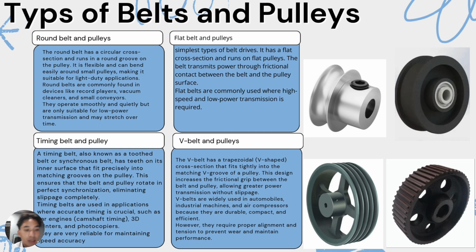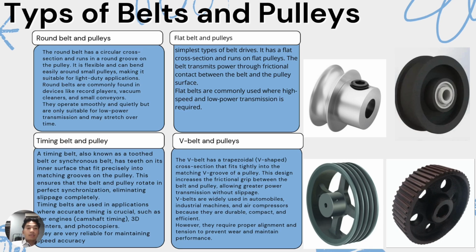And lastly is the timing belt and pulley. The timing belt, also known as a toothed belt or synchronous belt, has teeth on its inner surface that fit precisely into matching grooves on the pulley. This ensures that the belt and pulley rotate in perfect synchronization, eliminating slippage completely. Timing belts are used in applications where accurate timing is crucial, such as car engines.